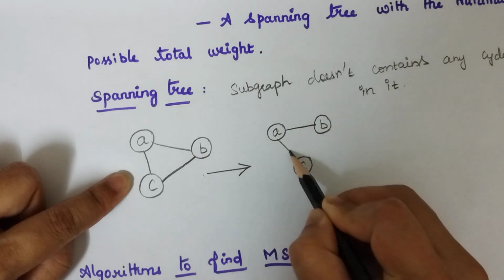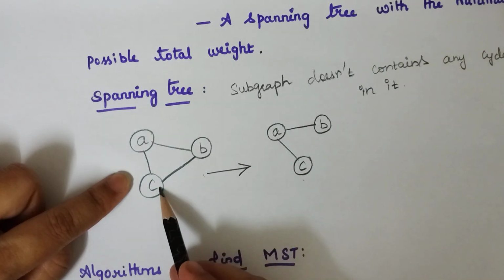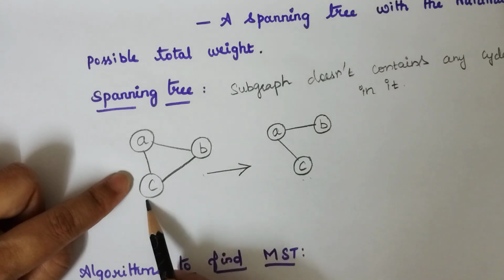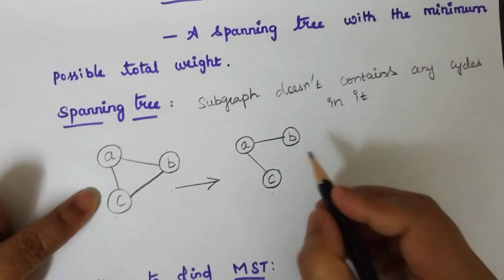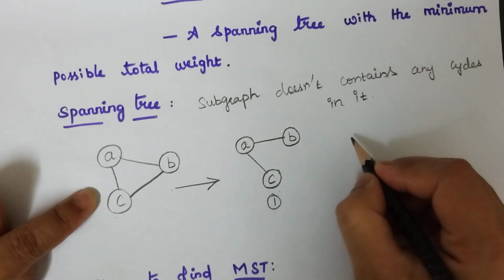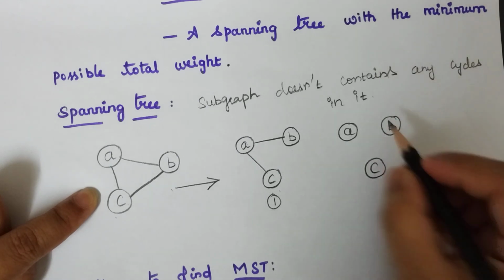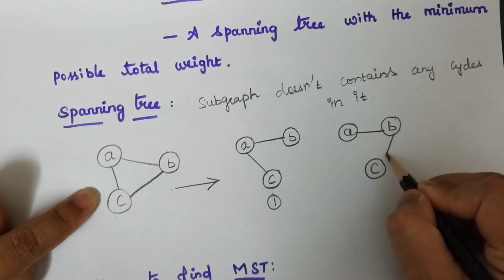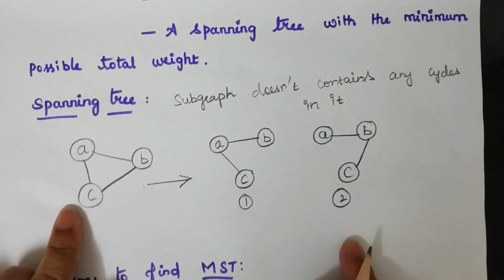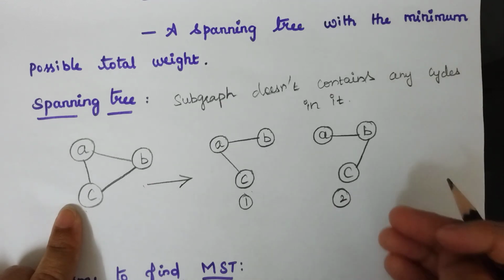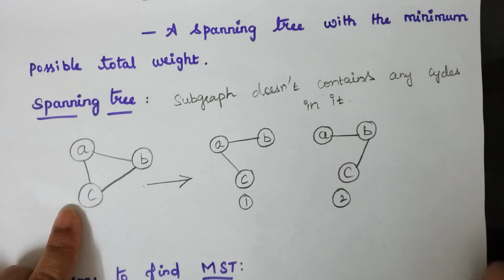I'm going to visit all the vertices but without forming any cycle. So this is my spanning tree for this graph. I generated a spanning tree, and you can see there are no cycles in it. This is one spanning tree. Likewise, I can have one more spanning tree, which will be this one. This is my second spanning tree for the same graph, and here also we have visited all the vertices without forming a cycle.